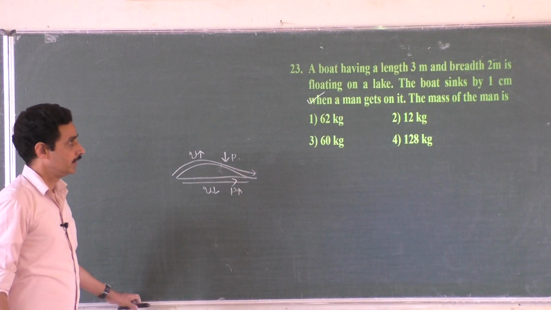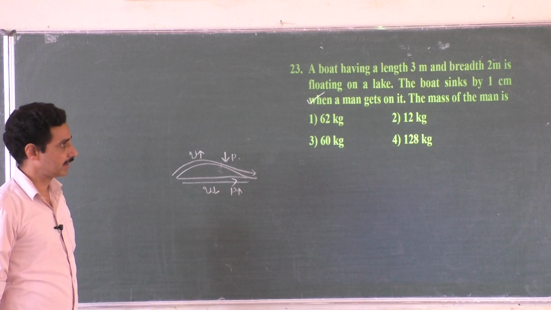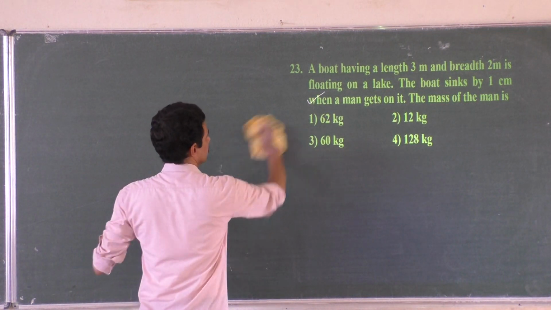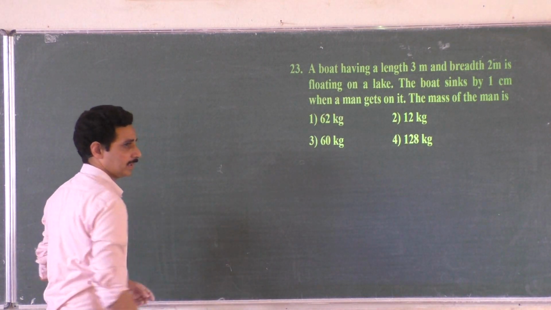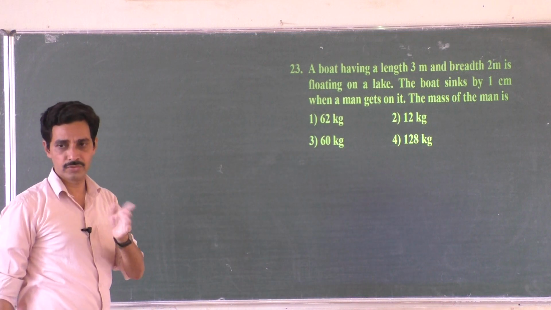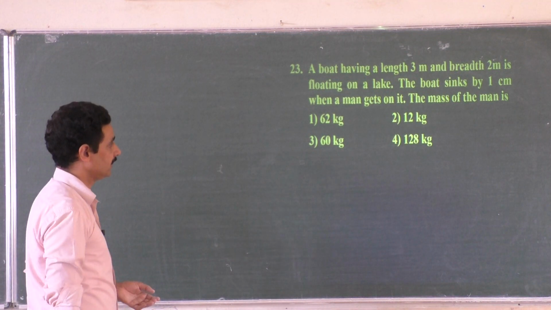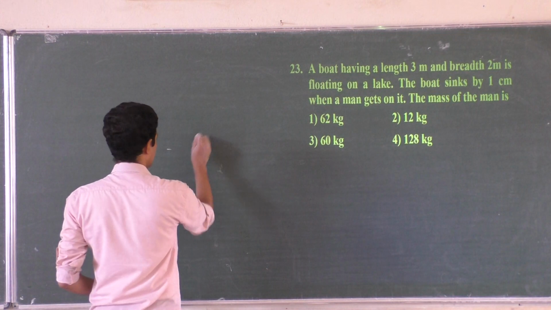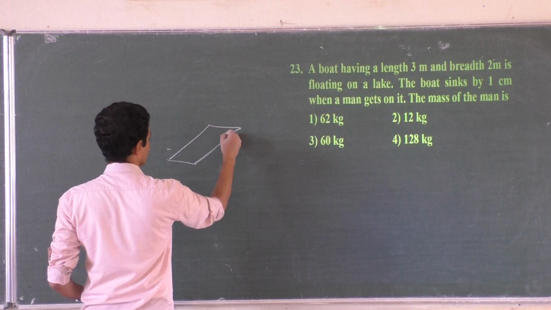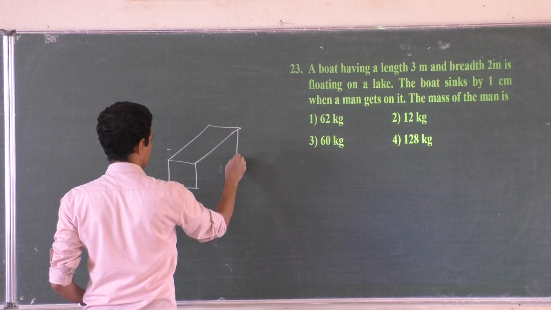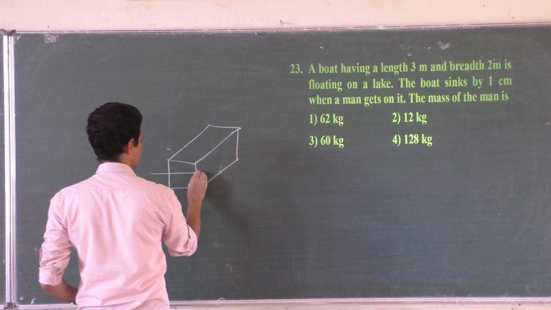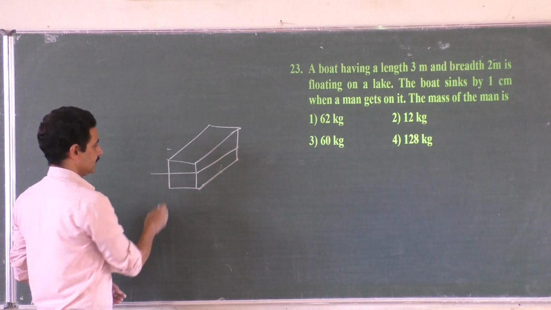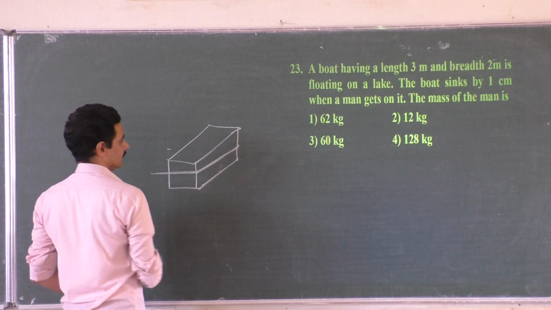23. A boat having a length of 3 meter and breadth 2 meter is floating on a lake. Yes. Okay. So this is very similar to those stones, very close to the stones which are dropped. A boat having length 3 meter and breadth 2 meter is floating on a lake. Okay. So I will take the boat like this. And say this is the water level. First one, of course, water has not entered in. The boat is sinking this much. This is the first water level.